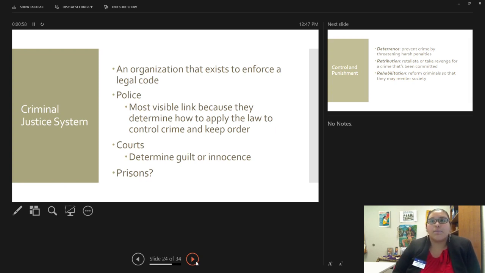So we have different components of the criminal justice system. We have the police. This is the most visible link because they determine how to apply the law and control crime to keep order. We have the courts. They're there to either determine guilt or innocence. And then we have prisons. So why do prisons exist? What are the reasons for that?